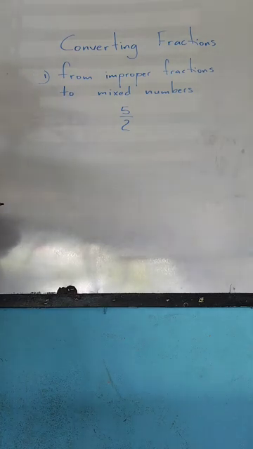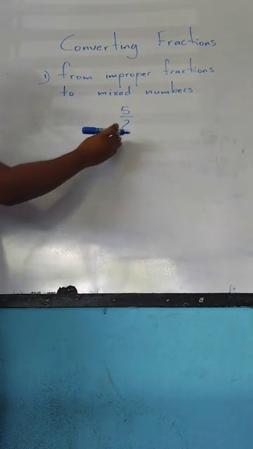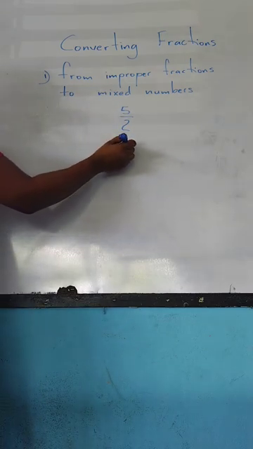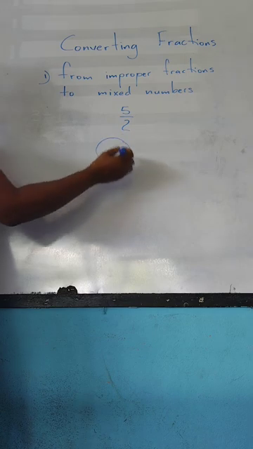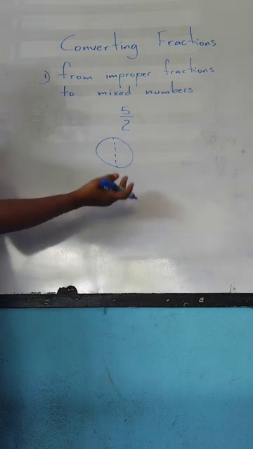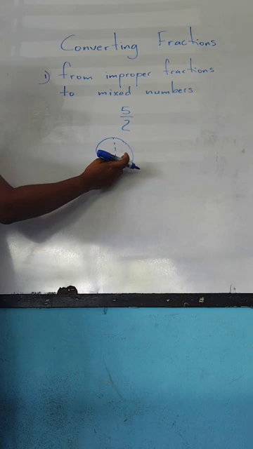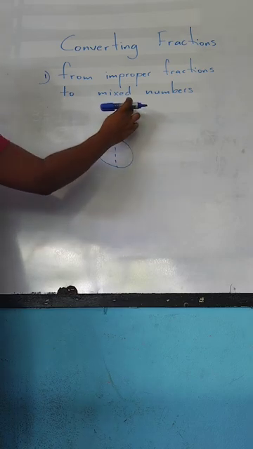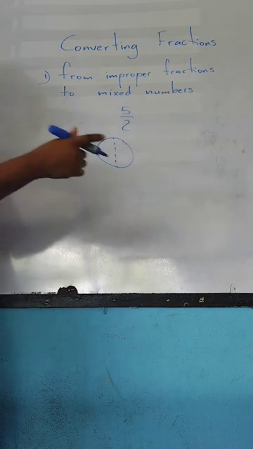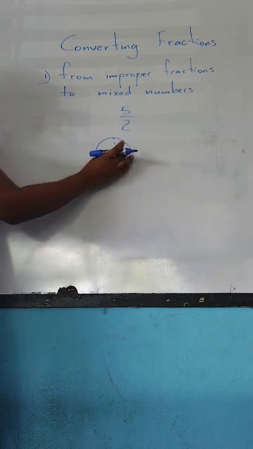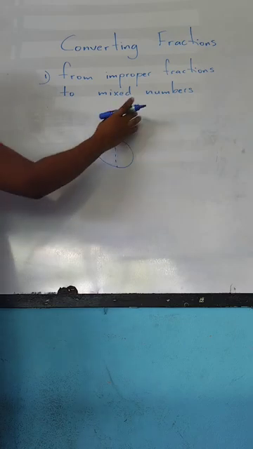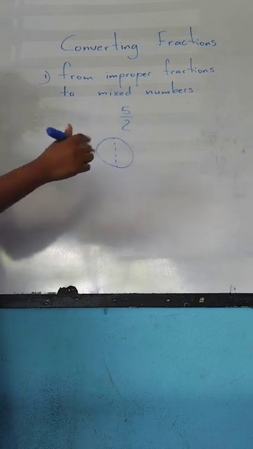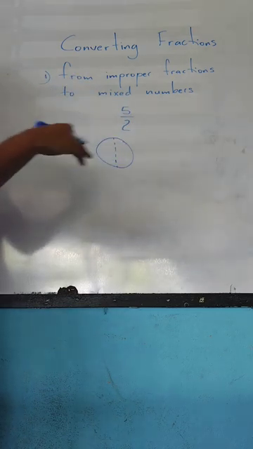5 halves is representing what? If I have 5 halves, let's visualize that. I have a whole divided into 2 equal pieces. This represents 2 halves, so 2 halves would make a whole. So if I have 5 halves, that means I have more than a whole. That is how I know that I can convert this improper fraction to a mixed number that will tell me how many wholes and how many halves.